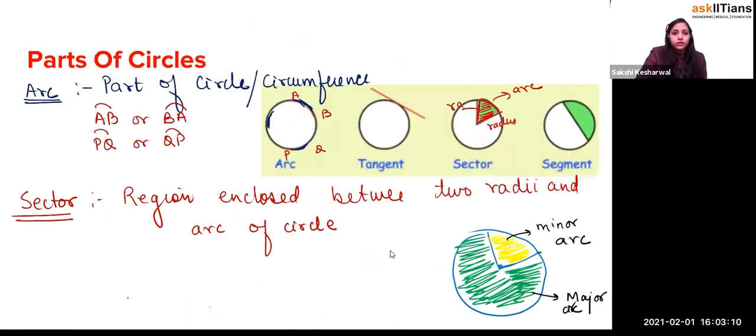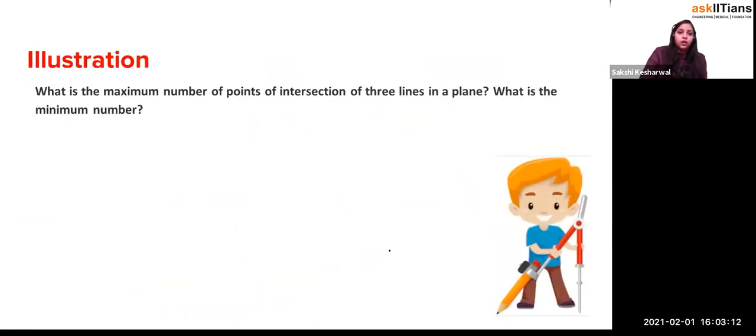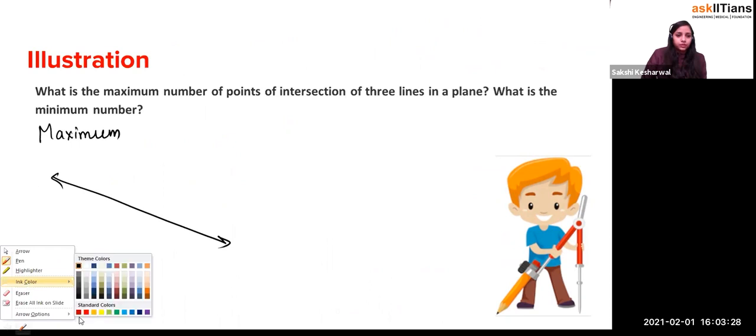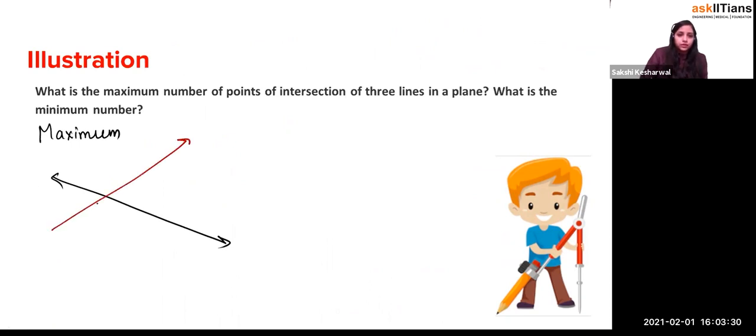Now let's come to the illustration which we have right now. What is the maximum number of the points of intersections of the three lines in a plane, and what is the minimum number of the points? Beta, if I'm going to talk about the maximum number of points, right? So I'm going to take this line, let me change the other color, and take this as the third line, right?